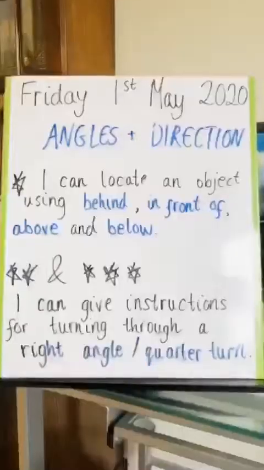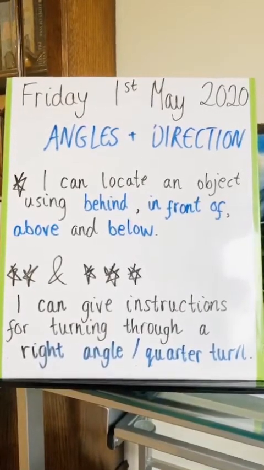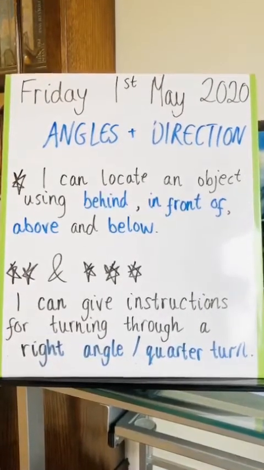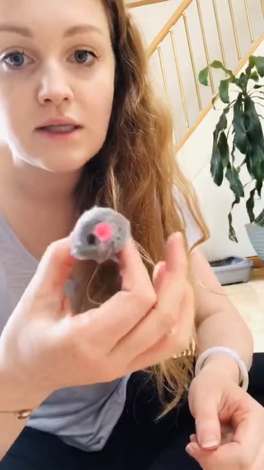Good boy. Okay, so 2 and 3 star challenges. You are going to give instructions today. So I'm about to show you the different ways that you can complete this task. Even if you are doing the 2 and 3 star challenge, you can still have a go at doing the 1 star challenge, a little warm up. Now for the 2 and 3 star challenge today, I'm going to use a toy. I've used the cat's little mouse and I'm going to give it instructions using right angles.